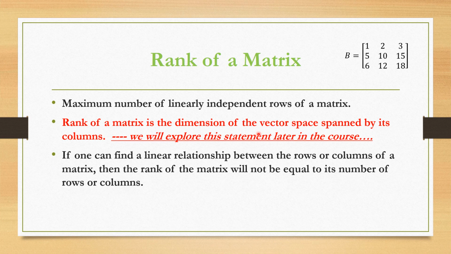If one can find a linear combination between the rows or columns of a matrix, then the rank of the matrix will not be equal to its number of rows or columns. In this example, we have only one row different, but the determinant of B, a 3 by 3 square matrix, is 0. It indicates the rank of the matrix will not be equal to its number of rows or columns. So the rank of the matrix is not 3. That's the meaning of this statement. Then the matrix is said to be a rank deficient matrix.